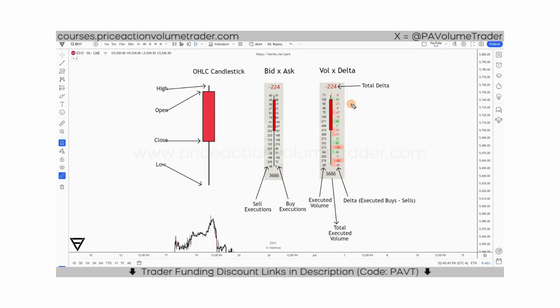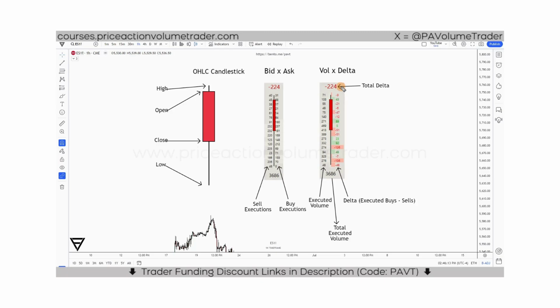Okay, and in the volume by delta, we're going to have two columns. On the left side, I have total volume executed, traded. So this is both buys and sells together, executed volumes at each tick level. And then on the right side, I have the total delta for each price level. As you know, delta would be the total executed buys minus the total executed sells.